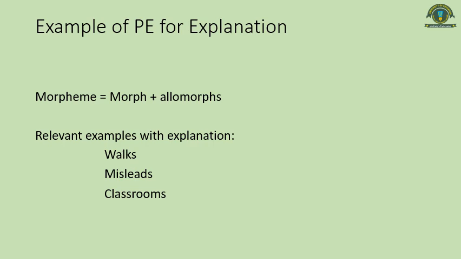So this is with the continuation, and the relevant examples are there which we will describe with more explanations. First thing we have to explain here is what we mean to differentiate between morpheme, morphs and allomorphs. Here we have three examples: walks, misleads and classrooms.